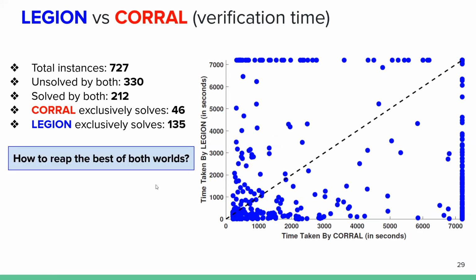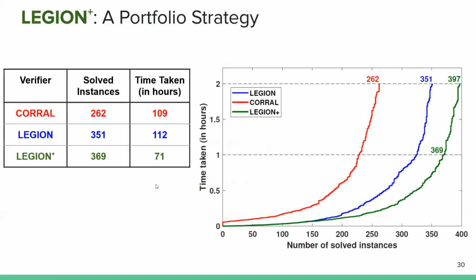So we ask the question: can we reap the best of both worlds, can we take the benefit of both the techniques? To reap the benefit of both, we propose a portfolio strategy. The portfolio strategy, we term it Legion Plus. Legion Plus essentially employs one instance of Coral and one instance of Legion to verify a given benchmark. Whenever one verifier finishes, it kills the other verifier and returns the outcome.